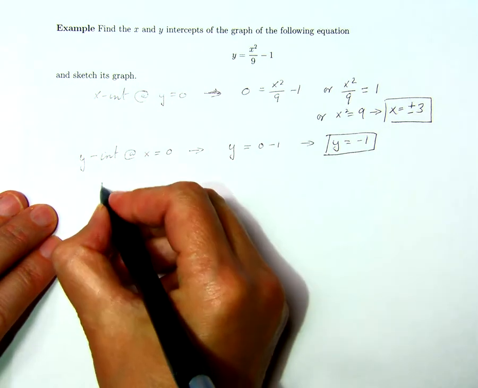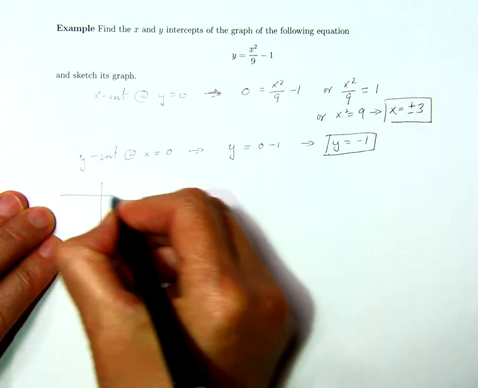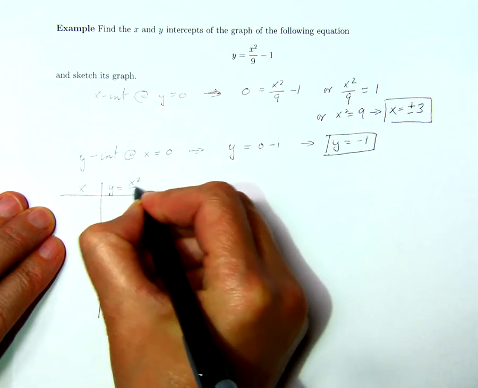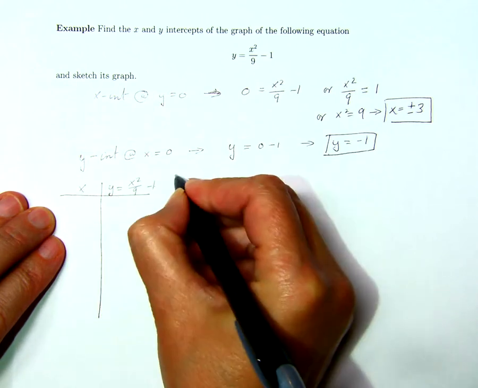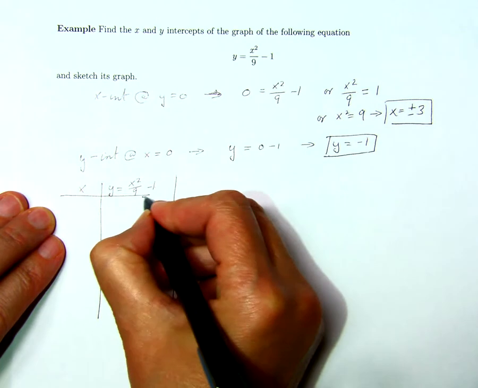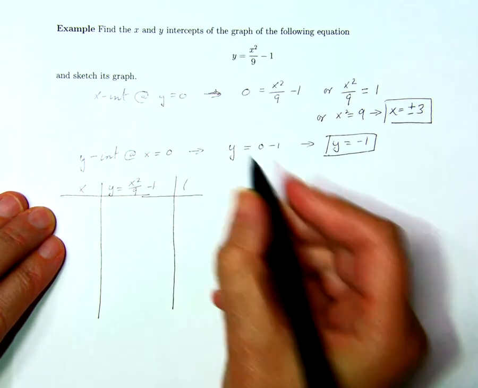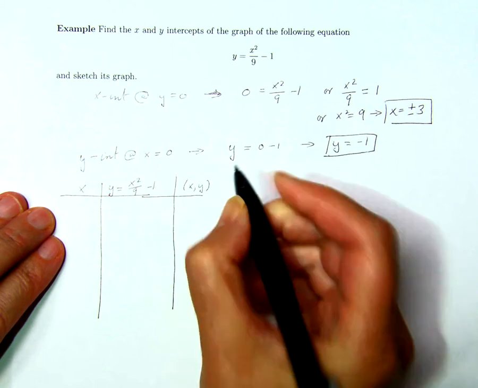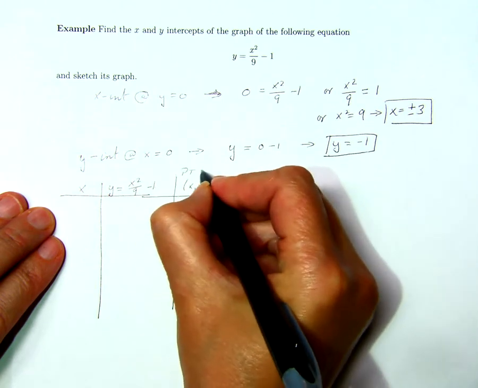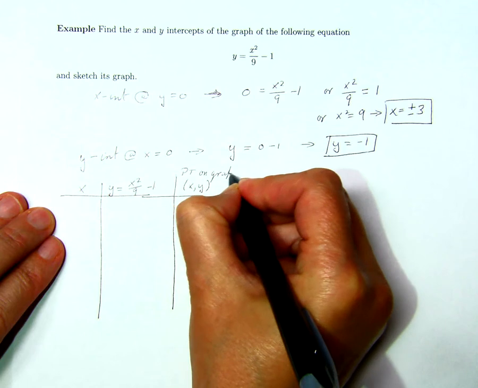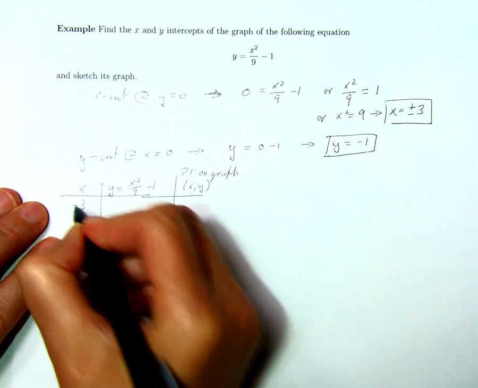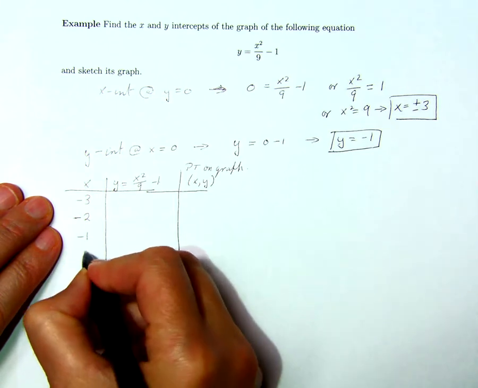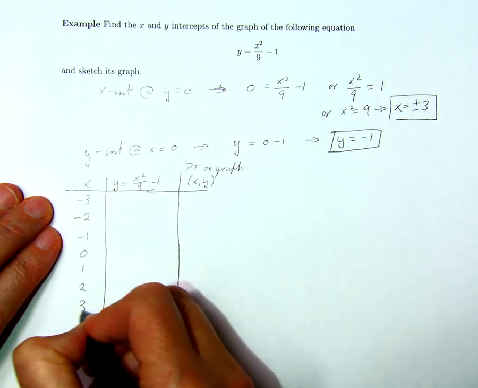Let's plot a few points and then join the dots. In this case, for a given x value, we have a unique y value on the graph, and we have a formula for that. So we can use that to find a few points on the graph. Let's follow tradition here and take the points minus 3, minus 2, minus 1, 0, 1, 2, and 3.